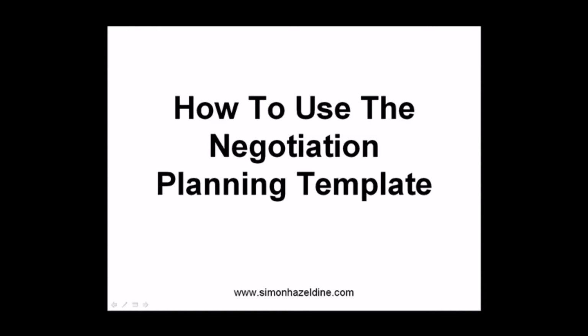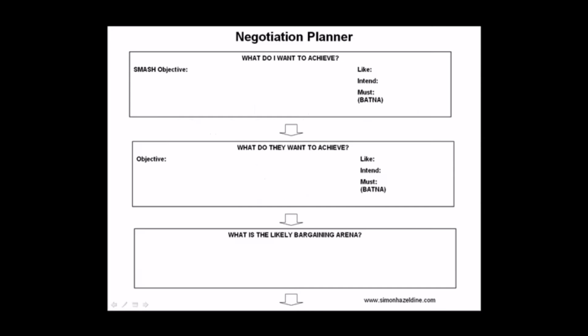So, the first page in the negotiation planning template is to do with setting your SMASH objectives. You'll recall that SMASH stands for specific, measurable, achievable, stretching, and holistic or harmonious. So it's about making sure that before you go into a negotiation, you're very clear about what it is that you want to achieve.